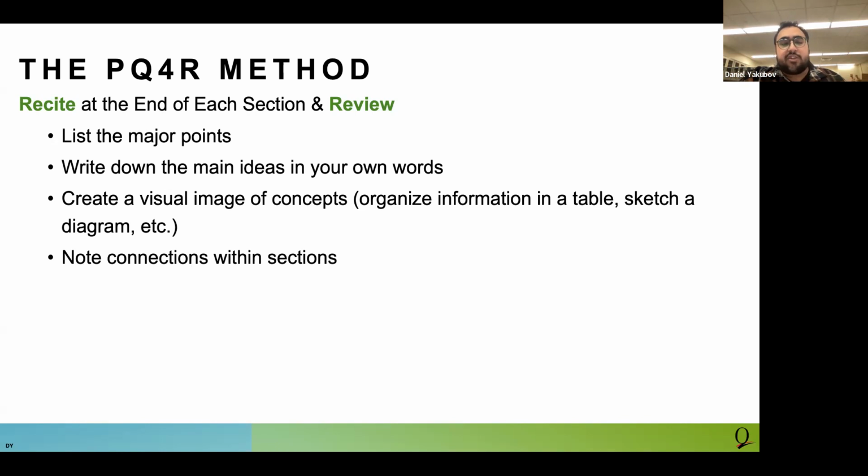Then create a visual image of concepts. Some of you may be visual learners. Some of you may think that you're not visual learners. But I will say this, I never thought of myself as a visual learner until like my junior year of college. Because it took me some time to realize that I was a visual learner. But try it. Try printing out a diagram. Try drawing something, right? And see if that helps you retain the information.